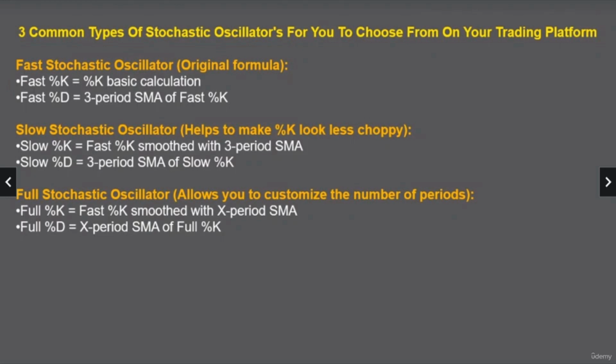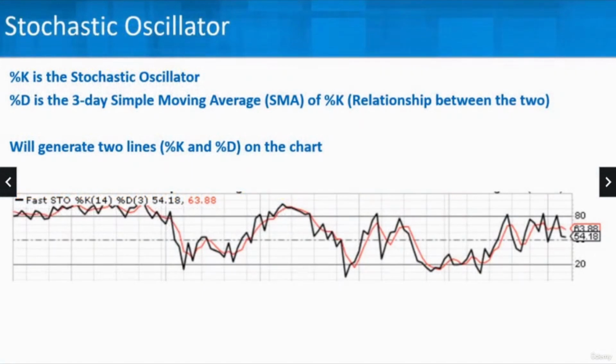If you don't see choices, usually they give you one. But if you don't, then if it says stochastic oscillator, understand that is the original formula and that is the fast one. Again, wish better names. So if we look at it graphically here, you're going to have your percentage K, the stochastic oscillator, and then your percentage D, which is that 3-day simple moving average of that percentage K. So it's a relationship between the two.